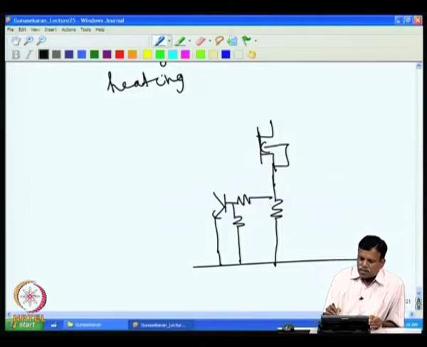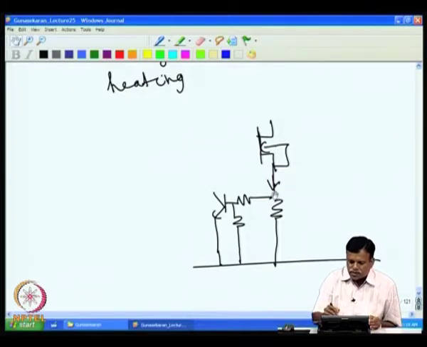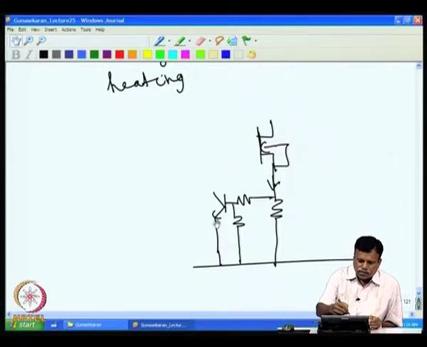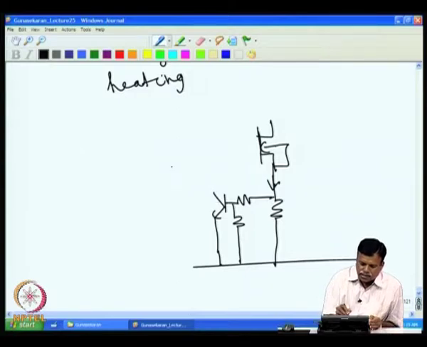So, if the current goes high, then the voltage at this point increases, and that will make this transistor conduct. Now, what you do is to make this transistor latch the incoming pulse. For example, we have a circuit like this.